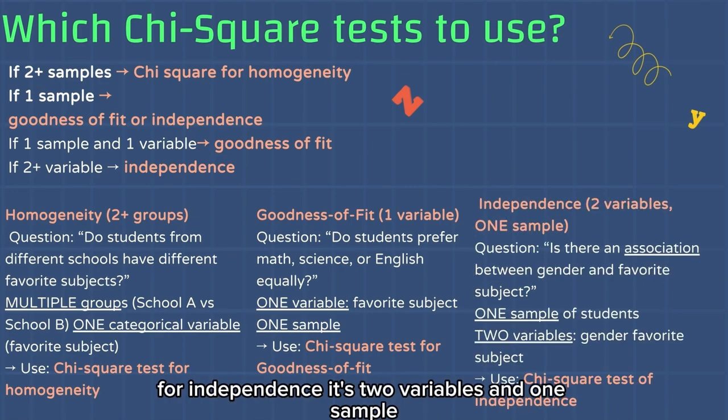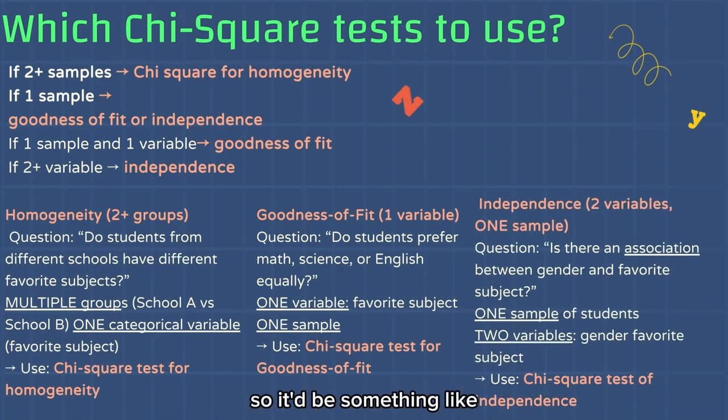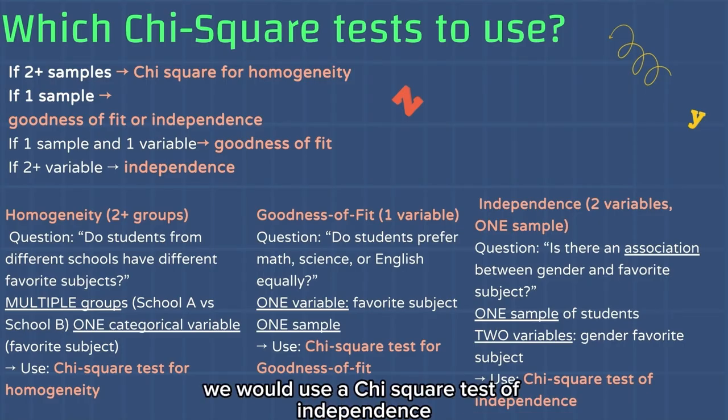For independence, it's 2 variables and one sample. So it'd be something like, is there an association, which is a keyword, between gender and favorite subject? It's from one sample of students, so one population, one sample, and there are 2 variables, gender and favorite subject. So for this, we would use a chi-square test of independence.